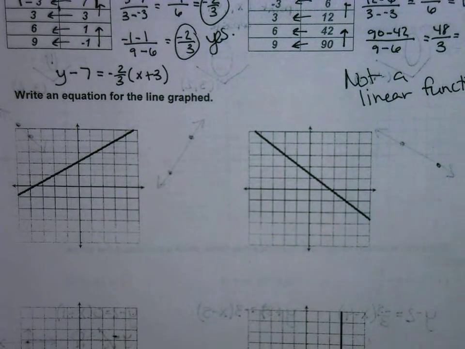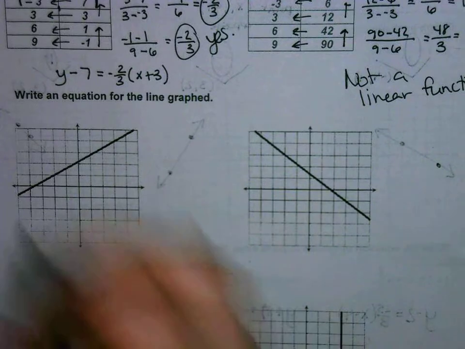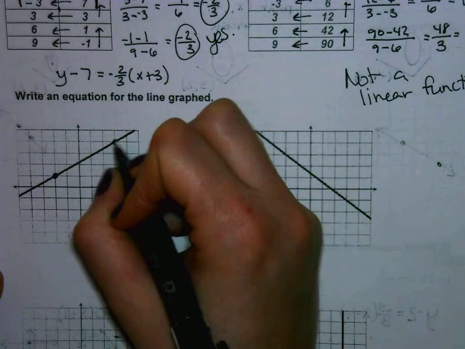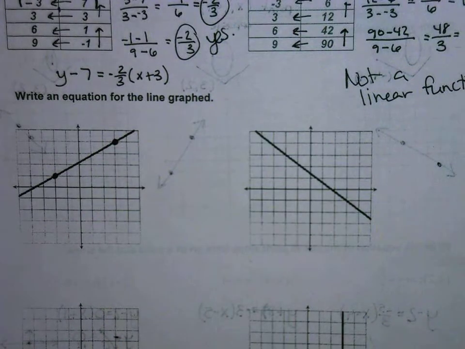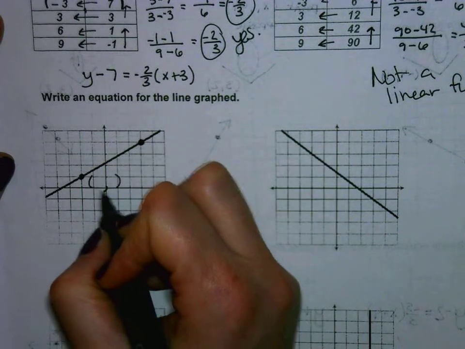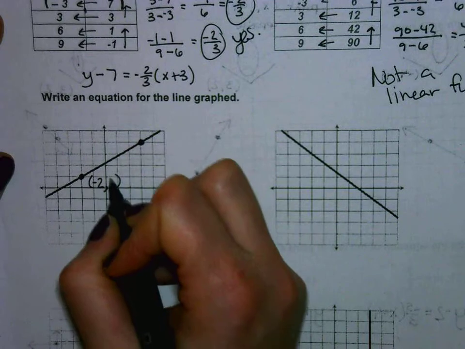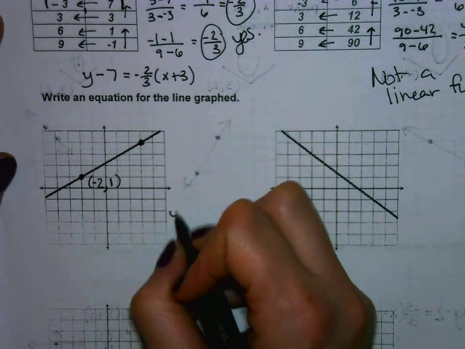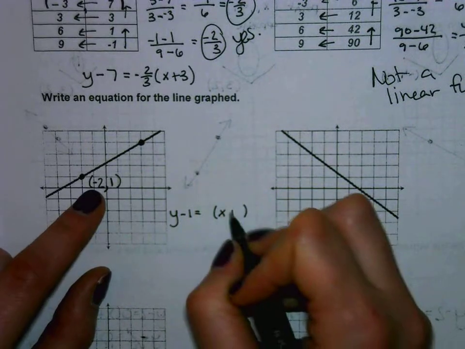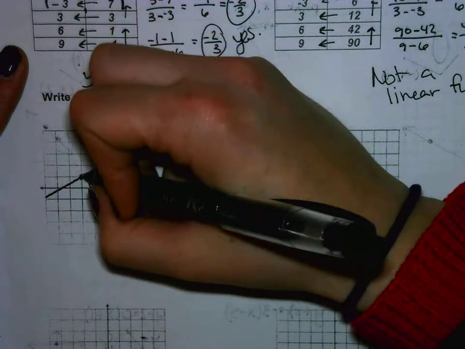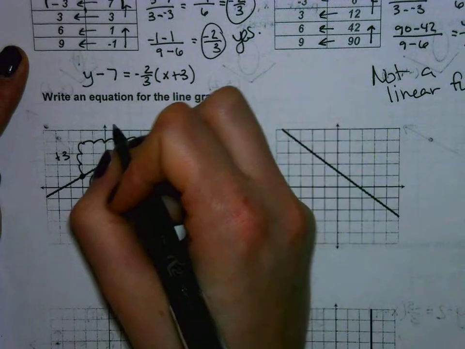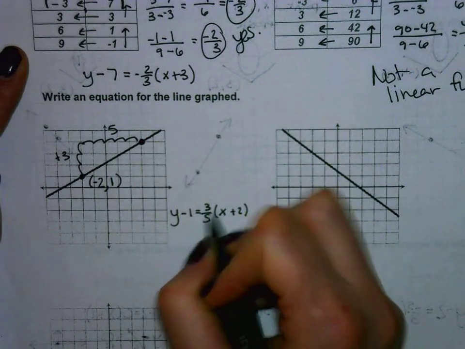Alright, let's see what happens when we write an equation for the line that is graphed. So first I just want to find some points I can work with, which look like these two. So I'm going to choose my furthermost left point and find that value. So it looks like we're at a negative 2 and a positive 1. So I know I'm going to have y minus 1 equals, I don't know my slope yet, and x plus 2. So to find my slope, I know I'm going up 3, I'm moving to the right 5. So my slope is 3/5.